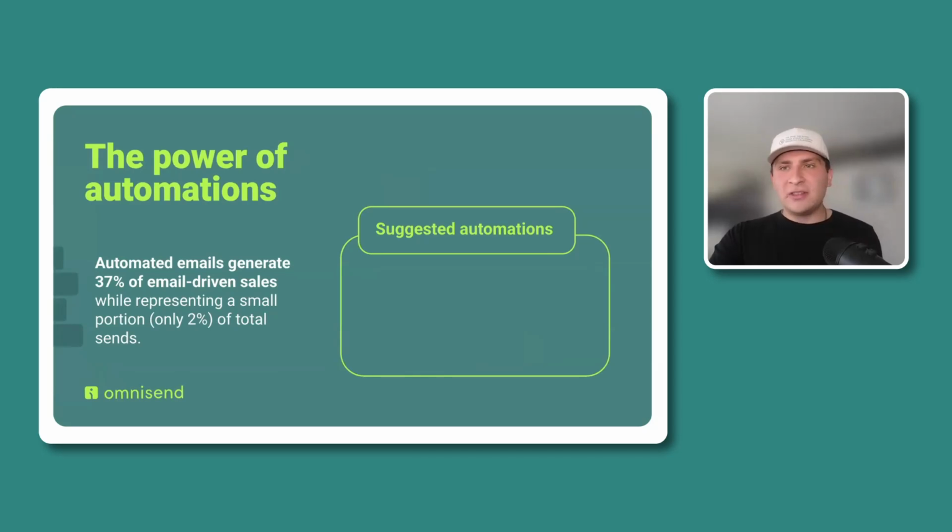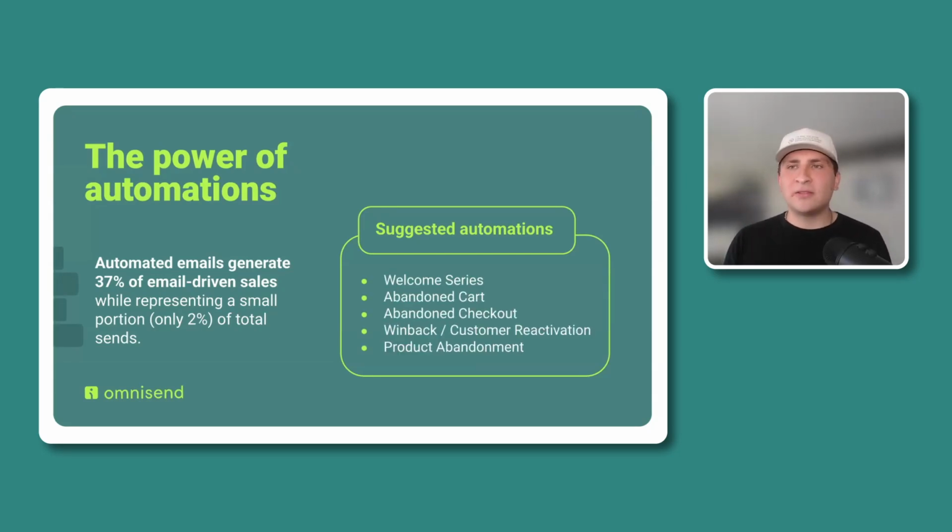The power of automations. This is a crazy stat that I found out from Omnisend when they ran a report. Automated emails generate 37% of sales, which we see in line with a lot of our clients. Only 2% of total sends are automations. So only 2% of the total volume most brands are sending accounts for 37% of revenue. Huge opportunity there. Here's the 5 that we would recommend just as a baseline.